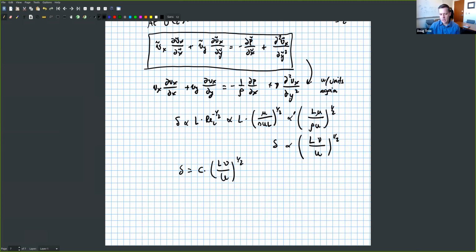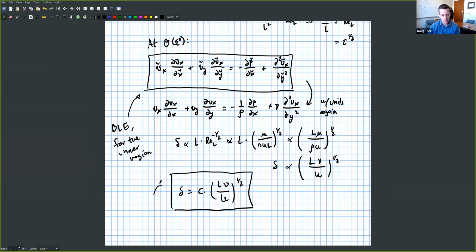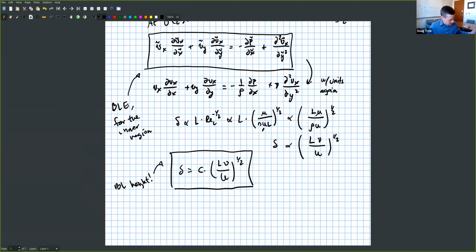Okay, so by our dimensional analysis, we found two things. We found the equation for the inner region, that's what this is, the boundary layer equation for the inner region. And we found what the boundary layer height is. We found both of those things by doing this dimensional analysis. So I think that's what I wanted to say about that piece. Are there any questions about how I got here or what this means?